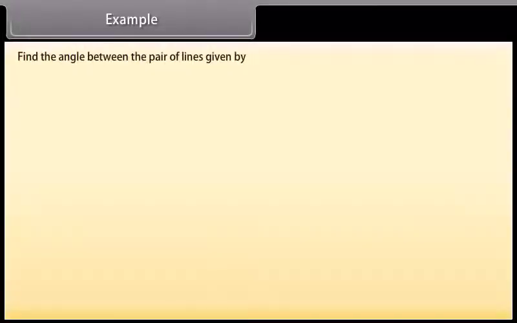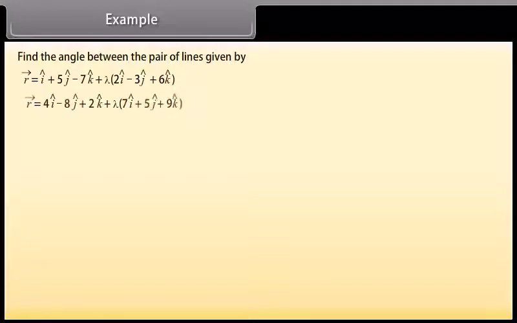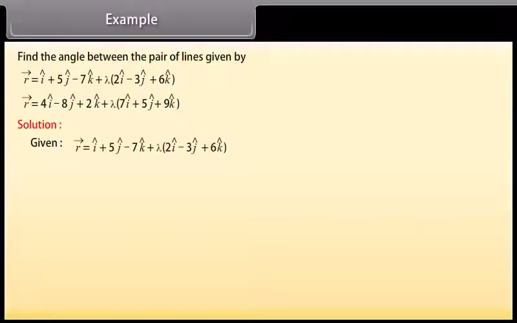Example. Find the angle between the pair of lines given by vector r equals i plus 5j minus 7k plus lambda times (2i minus 3j plus 6k), and vector r equals 4i minus 8j plus 2k plus mu times (7i plus 5j plus 9k). Solution. Given vector r equals i plus 5j minus 7k plus lambda (2i minus 3j plus 6k), and vector r equals 4i minus 8j plus 2k plus mu (7i plus 5j plus 9k).